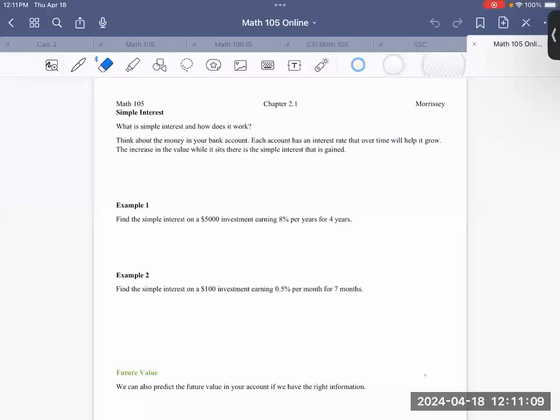Welcome to Math 105. We are talking about Chapter 2.1, Simple Interest. So what is simple interest and how does it work? Think about the money in your bank account that you might have right now. Each account has a specific interest rate that over a certain period of time will help it grow. The increase in that value while it sits there is called the simple interest that is gained.